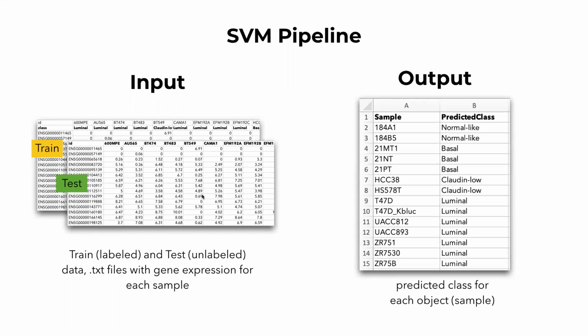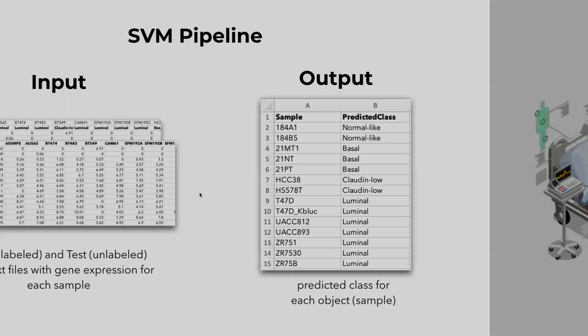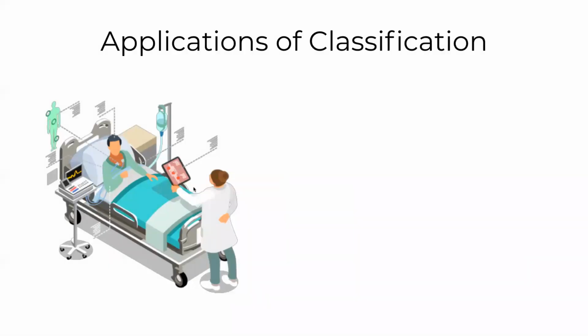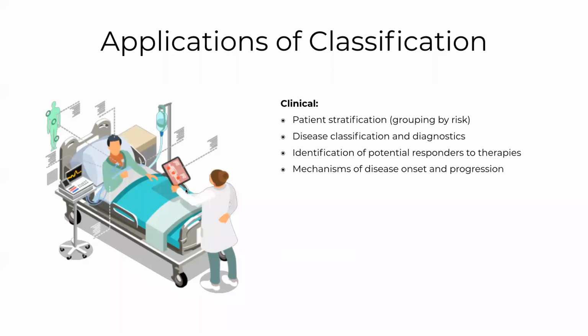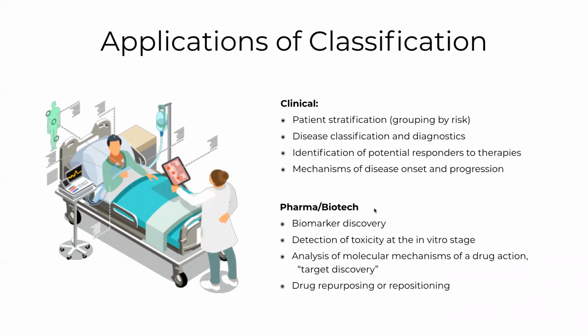Let's talk a little bit about the applications of classification, which are methods that are commonly used in a variety of biomedical research, as well as clinical projects, where large data sets are beginning to become more and more available. These are going to include patient stratification, disease classification and diagnostics, as well as identification of potential responders to therapies. For the pharmaceutical and biotech industries, this could be biomarker discovery, as well as detection of toxicity at the in vitro stage. One of the other really important parts is going to be drug repurposing and repositioning.